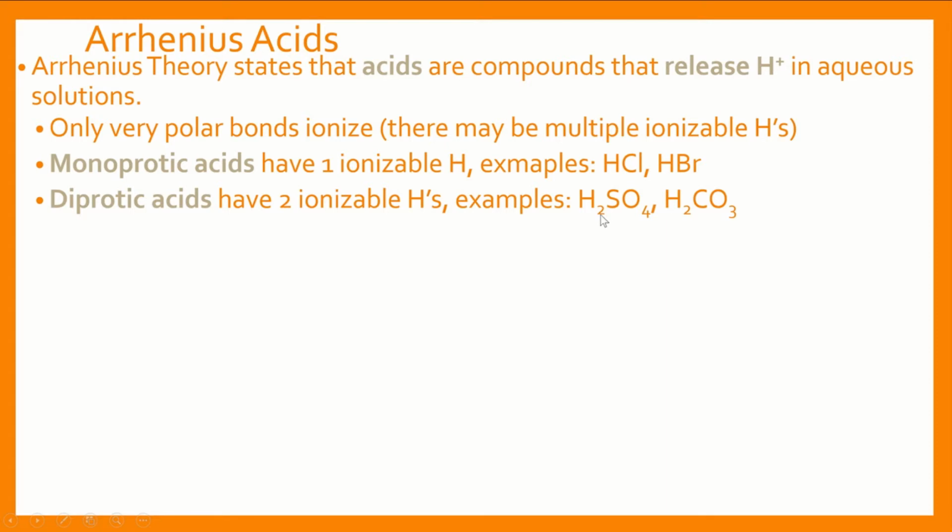Some examples there could be H2SO4, sulfuric acid. Notice the two H's. Each of them can come off in a solution of water. I'm not saying they both will, but they both can. That makes this a diprotic acid. Or carbonic acid. This is the polyatomic ion carbonate. It has two H's, so it is a diprotic acid. Either of those H's could come off of that ion.